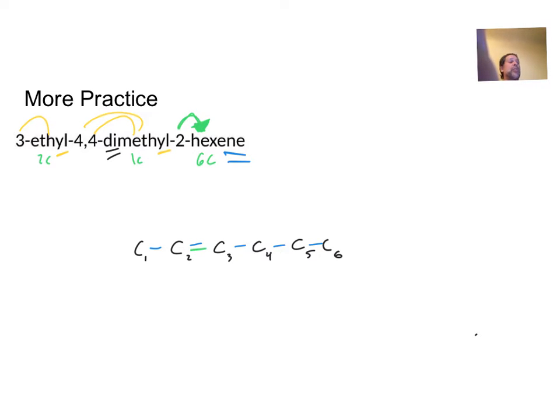Now what I can do is go back and add my branches, and it's a 4,4-dimethyl, which tells me that on the fourth carbon I'm going to have 2 methyl branches, and a 3-ethyl, so on my third carbon I'm going to have an ethyl branch. So at this point I've put all my branches in, I've put in my double bond, and now I'm going to add hydrogens so that every carbon has 4 bonds.